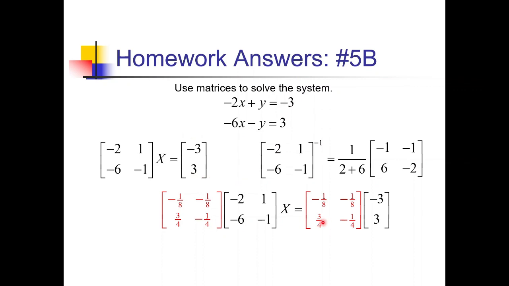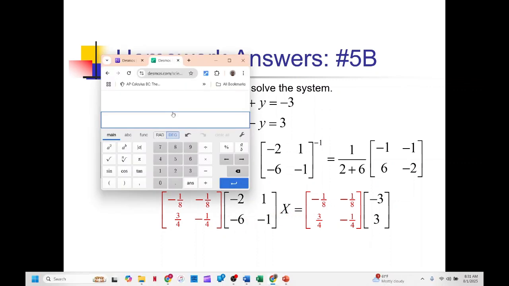And I'm going to go ahead and do a little matrix multiplication with the calculator, not the matrix calculator. I don't need that one for this. But I am going to use my Desmos scientific calculator for some number crunching. All right, so let me do each row of my inverse matrix times the constant matrix column here. So we've got negative 1 over 8 times negative 3 minus 1 over 8 times 3, and that comes out to, believe it or not, exactly 0. Cool.